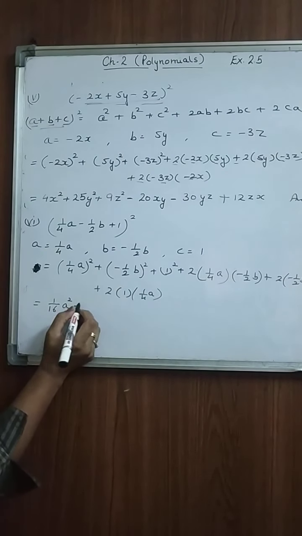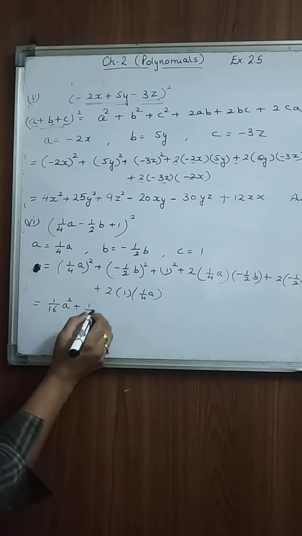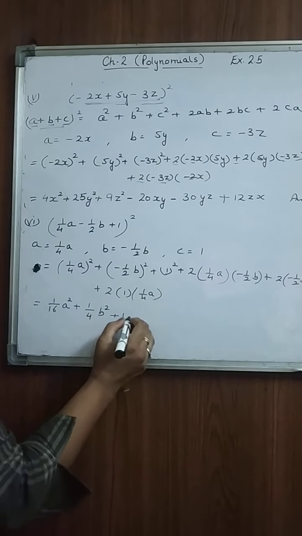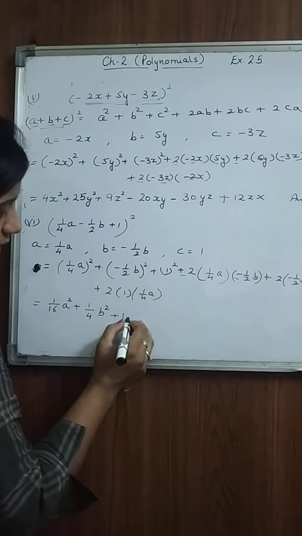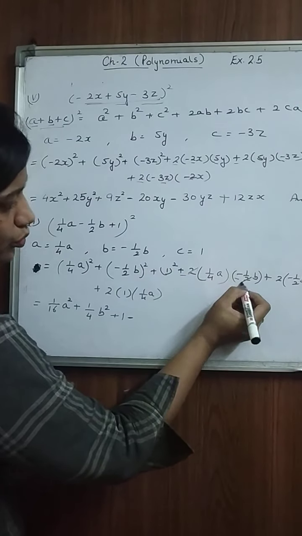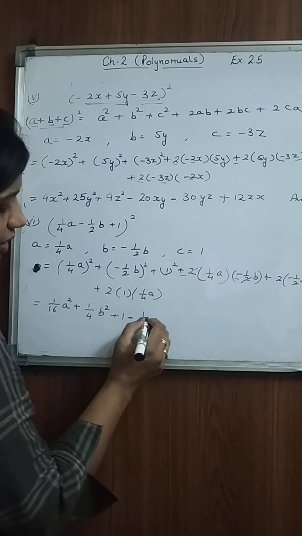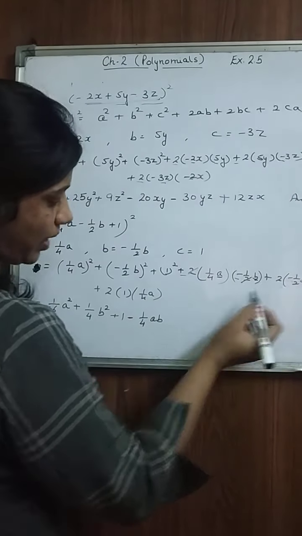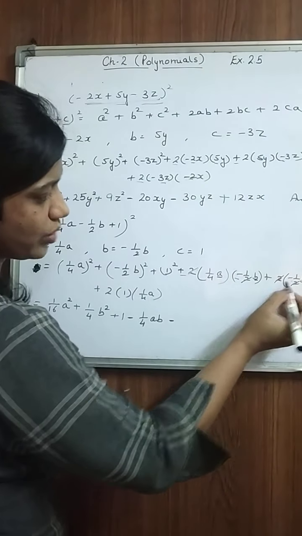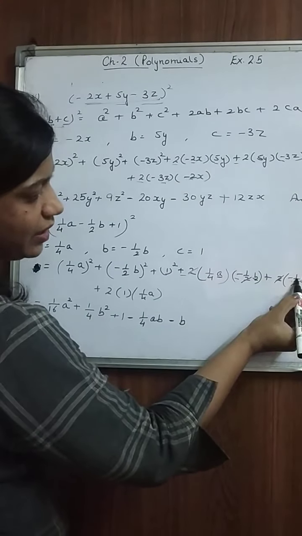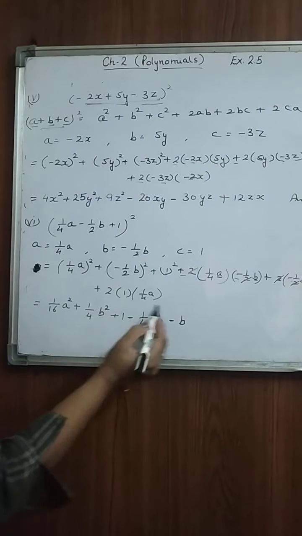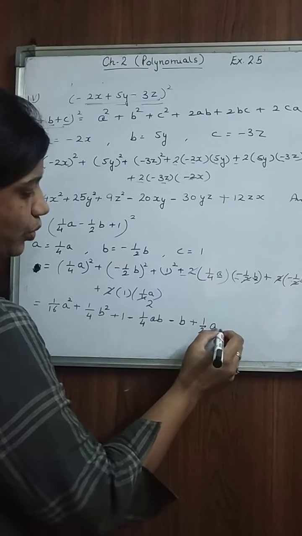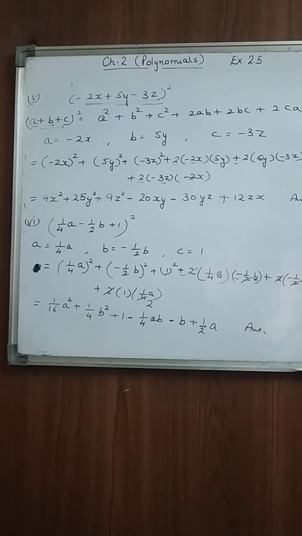1/16a square, minus square is again plus, so 1/4b square. 1 square is always 1. Plus into minus is minus. 2 and 2 can be cancelled with each other, so only 1/4ab is left. Plus into minus is minus. 2 and 2 can be cancelled, so only 1 into b is left. Plus 2 into 1/4a, 2 4s are 8, which is cancelled, leaving 1/2a. So this is your answer.